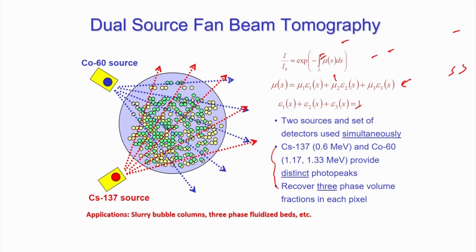like a slurry bubble column, a three-phase fluidized column, even a riser which is being used for cracking, the bottom section of the three-phase, all these things can be found by using the dual source tomography.